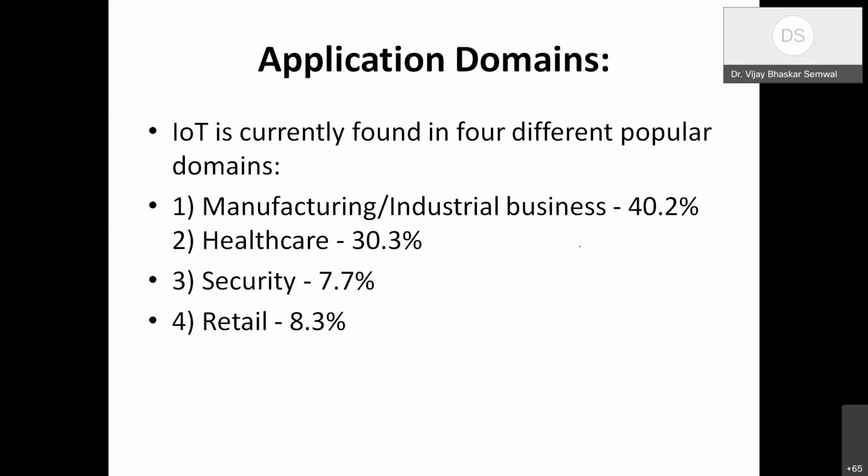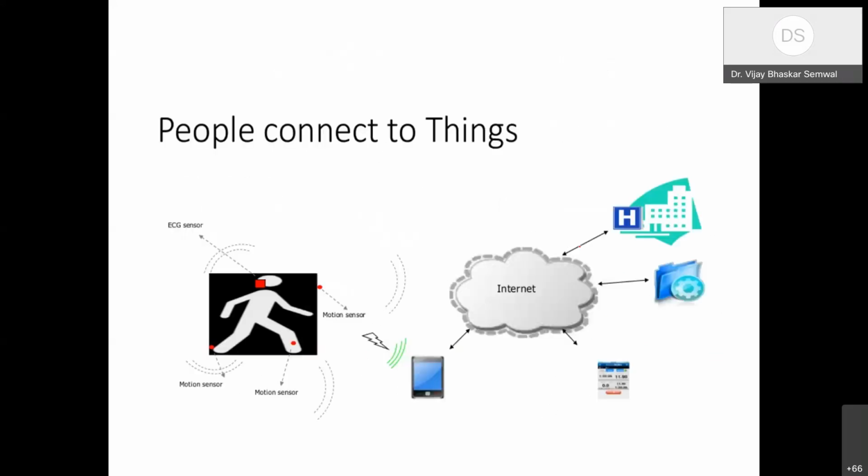If you see, healthcare has almost a 30.3% growth rate, and security also 7.7. Gait is used in two areas: one is healthcare, another is the security aspect. So people have tried to correlate this problem with the Internet of Things.